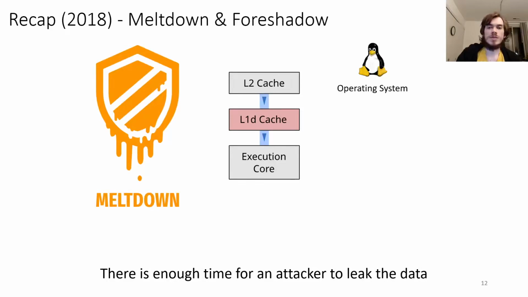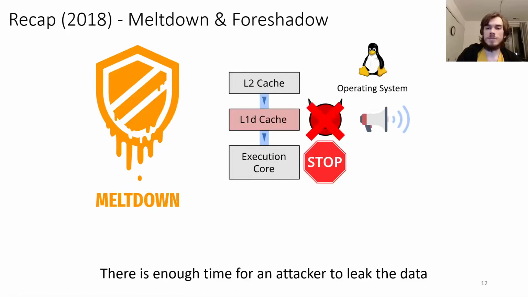So we have our operating system here, and in this case the operating system has some data stored in the level 1D cache. And now a malicious attacker can simply use a faulty load to read that data out of the level 1D cache, and then use a side channel attack to siphon out the data. And this can all happen before the execution core gets to abort the faulty load and actually induce a fault.